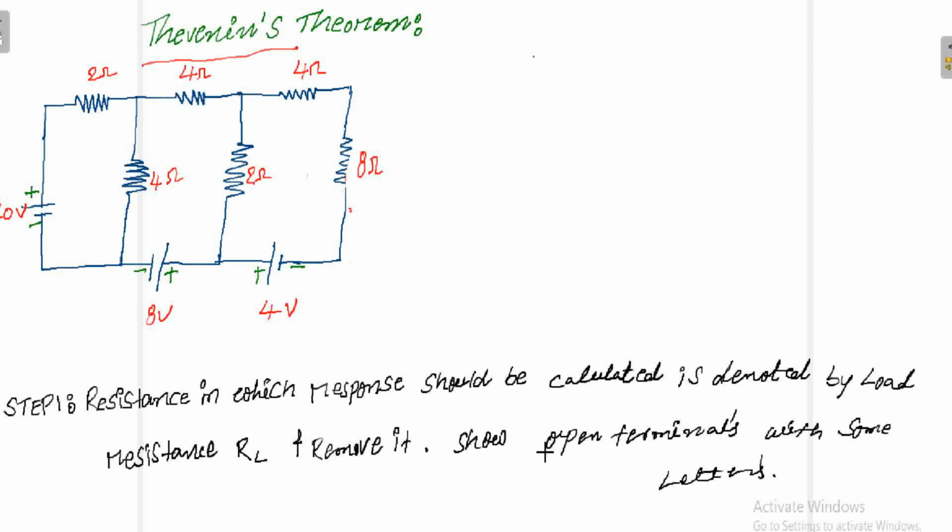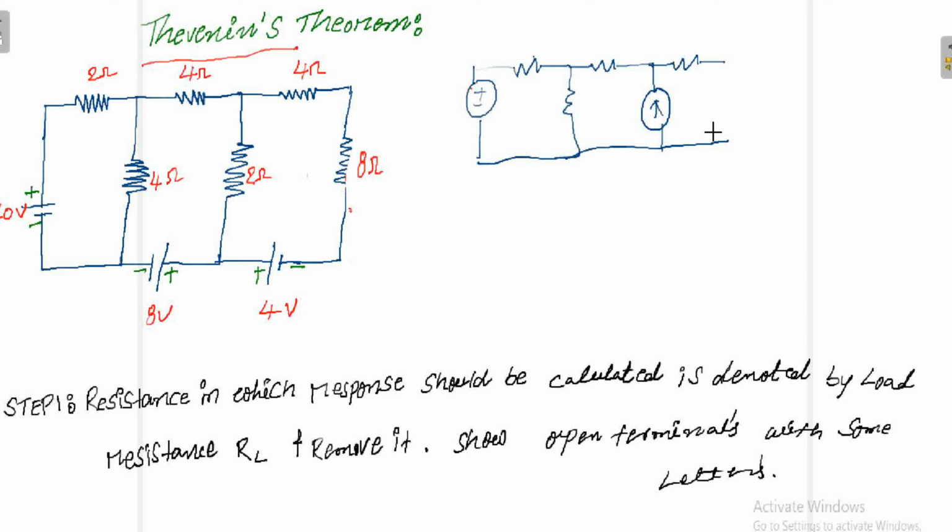So what is the use of Thevenin's theorem? For example, if I have a circuit like this, I have a voltage source somewhere here, one resistor here, one more resistor, some current source, some resistor, something like some voltage source, right? Here I am having a resistor. So I want to find the response across this element.